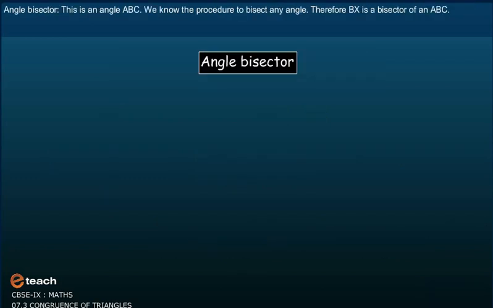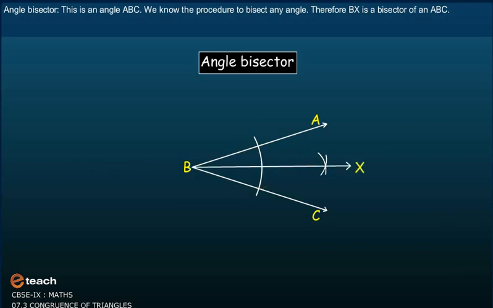Angle bisector. This is an angle ABC. We know the procedure to bisect any angle. Therefore, BX is a bisector of angle ABC. Now take a point P on this bisector. Draw perpendicular from P to side BA and then from P to side BC.